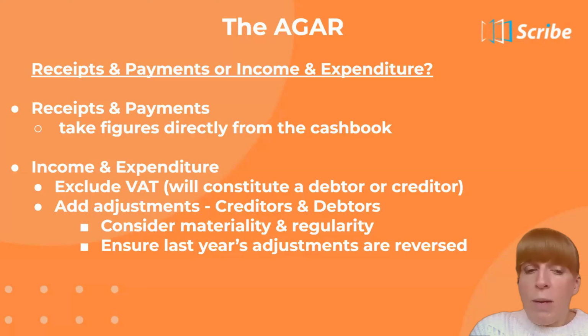Obviously important to also make sure that last year's adjustments are reversed. So if you have software, that should do that for you. But if you're using a spreadsheet, just make sure your calculations are taking account of what happened last year to reverse, and then add in what you're adding in for this year as well. So some work to do if you're working in income and expenditure.